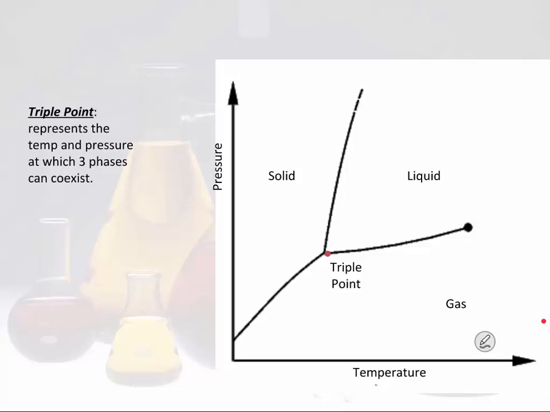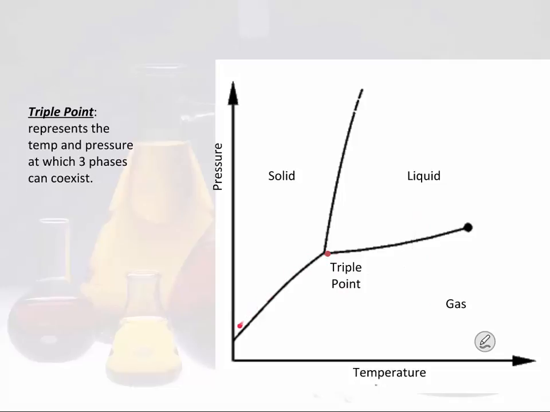There's also a point where all three lines meet. This line here between the solid and liquid would be either melting or freezing. If you're going from here to here, you'd be melting. If you go from liquid to solid, you'd be freezing. This line between the liquid and gas, you're either vaporizing, if you're going from liquid to gas, and if you go in reverse from gas to liquid, you would be condensing.